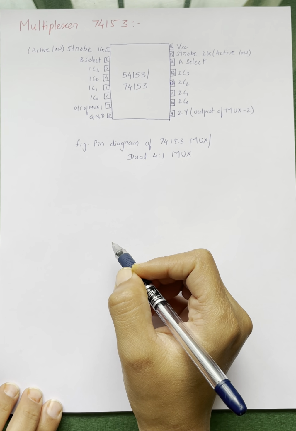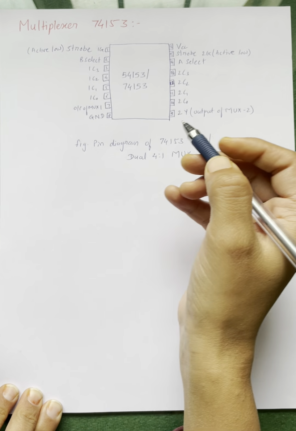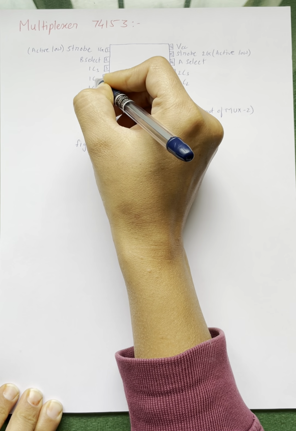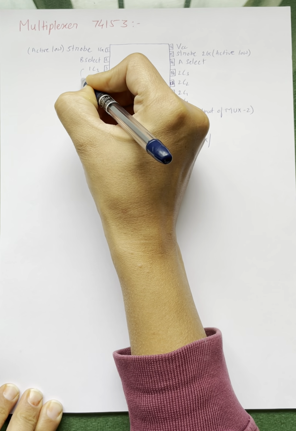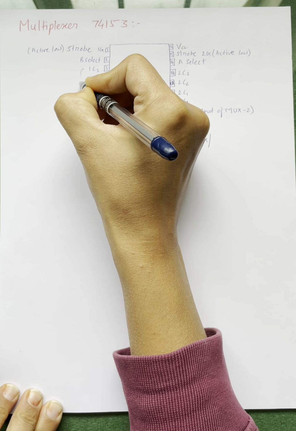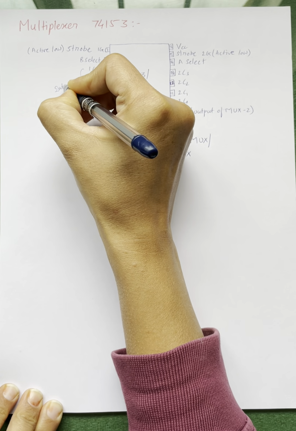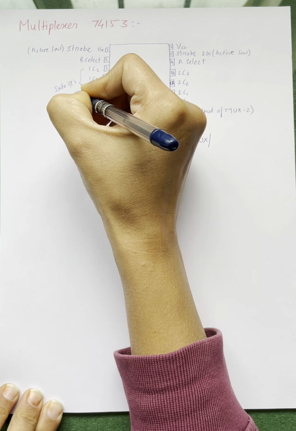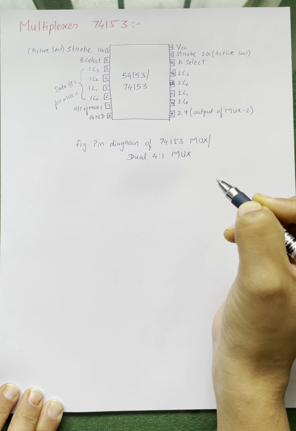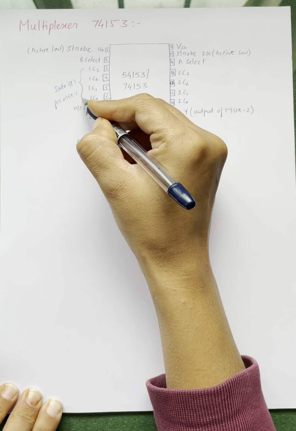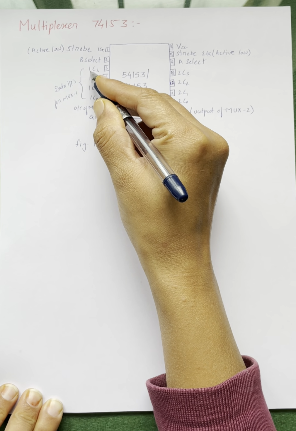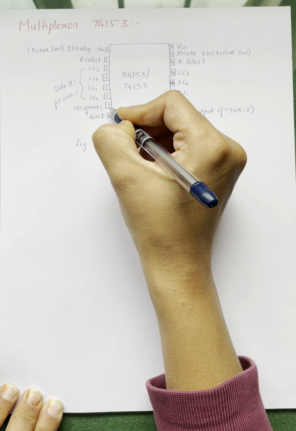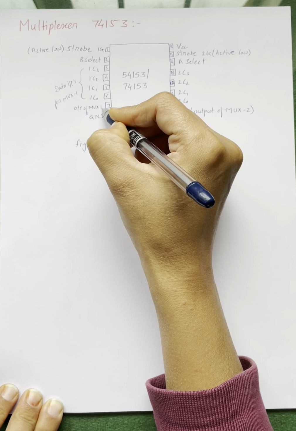First of all, you can see here 1C0, 1C1, 1C2, 1C3. These are the data inputs for mux 1, that means the inputs for multiplexer 1. Pin number 7 is the output for multiplexer 1.